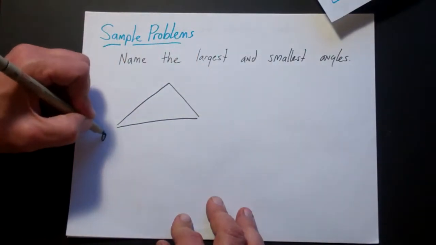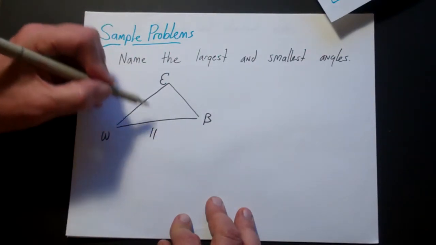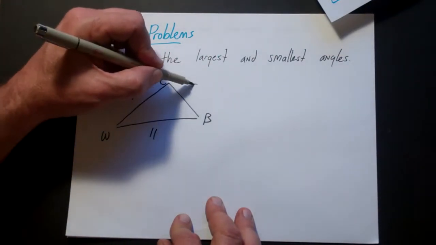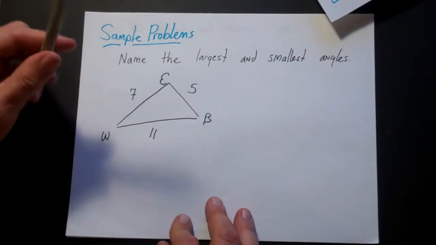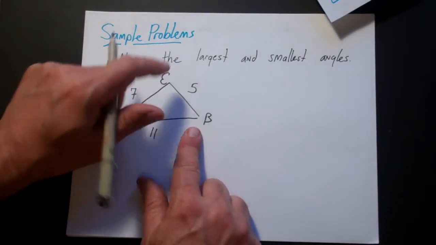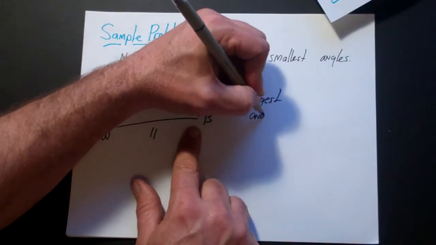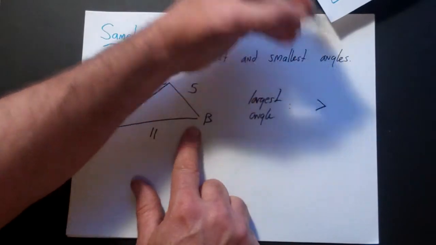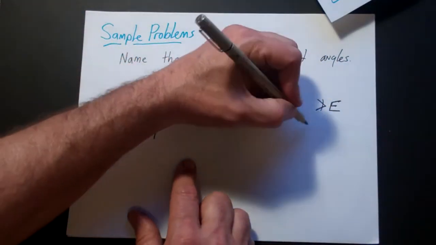Let's say you have a triangle WEB, and let's say this was 11, and this was 7, and this was 5. So let's think about that. Of the sides, WB is the largest side, so that means E is the largest angle. So the largest angle is angle E. You could also call it angle WEB.